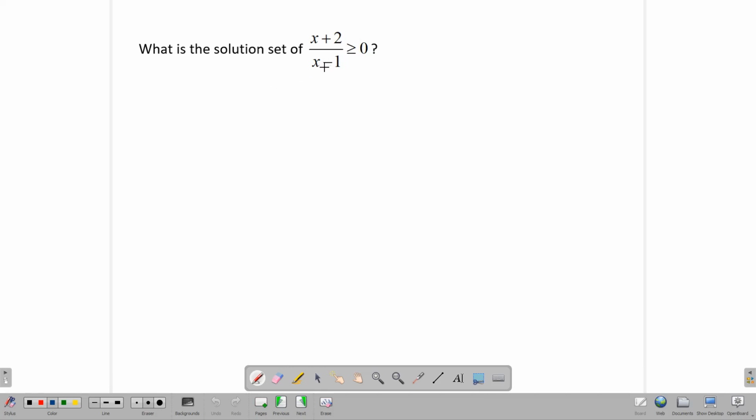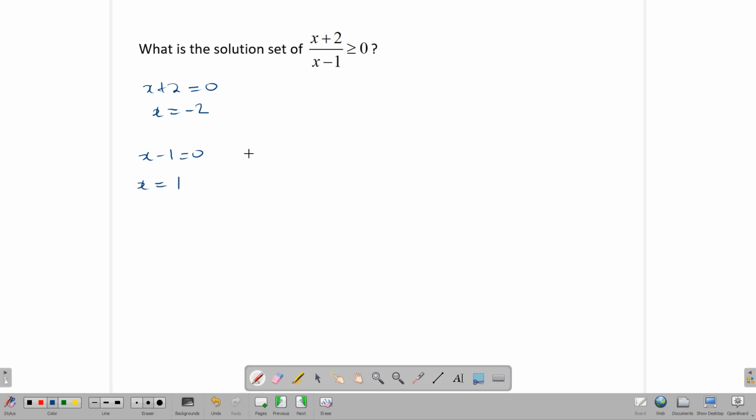Well, to do that, we need to do two things. First, we need to solve the numerator, and we also need to solve the denominator. Now let's solve the numerator first. So we have x plus 2 is equal to 0, which tells us that x is equal to minus 2. And then let's solve the denominator, x minus 1 equals 0. And that gives us x is equal to 1.